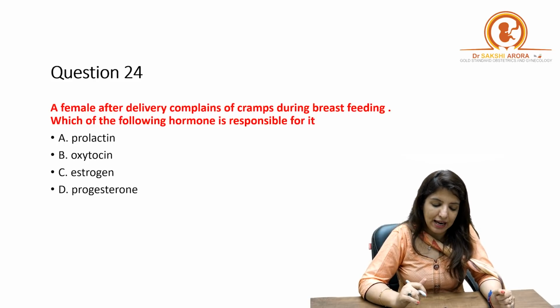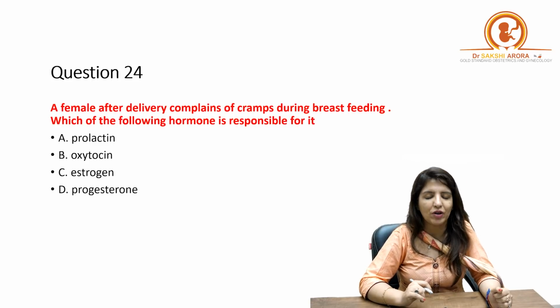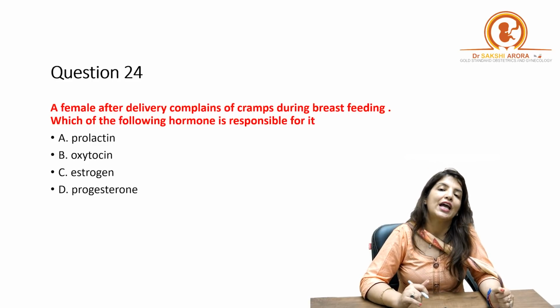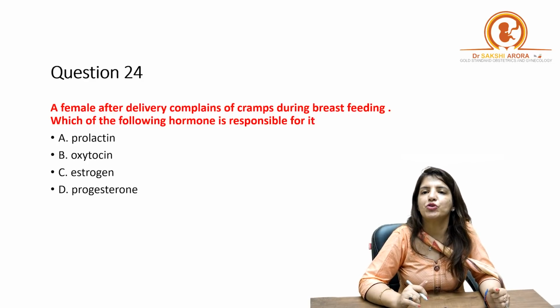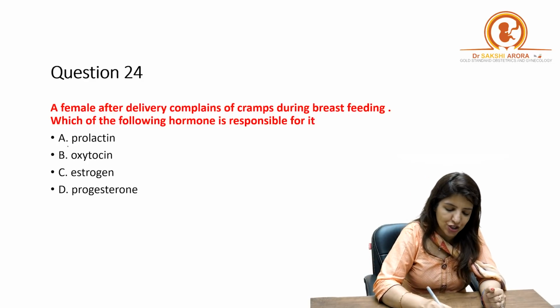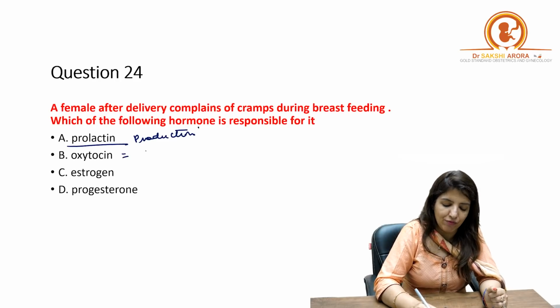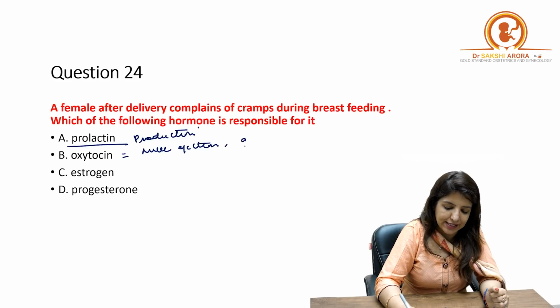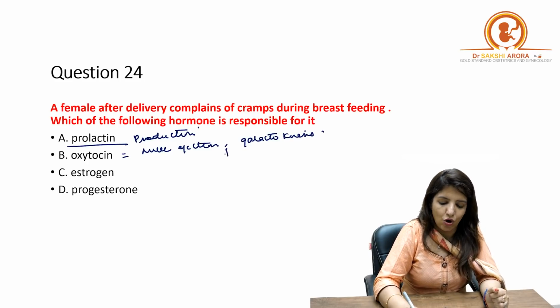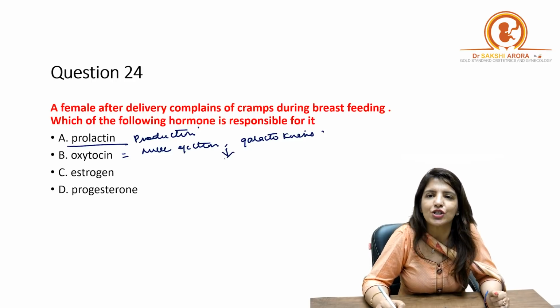Now, a female after delivery complains of cramps during breastfeeding. Which of the following hormones is responsible for it? Now, all of you know that the hormone which is responsible for milk production is prolactin, but the one which is responsible for milk ejection, that is galactokinesis, is oxytocin, right? And oxytocin brings about uterine contractions.